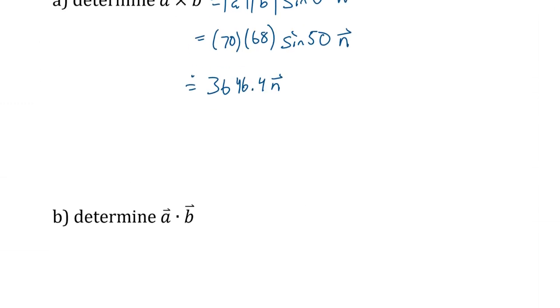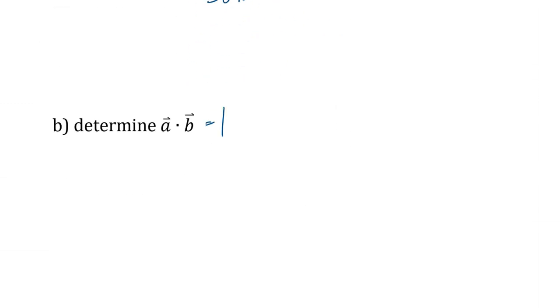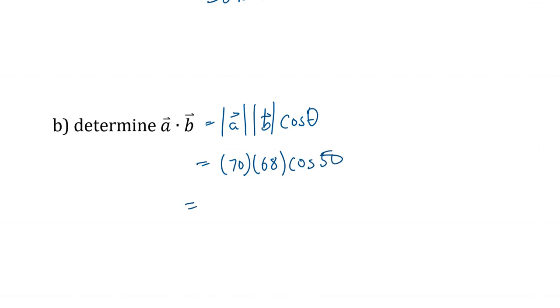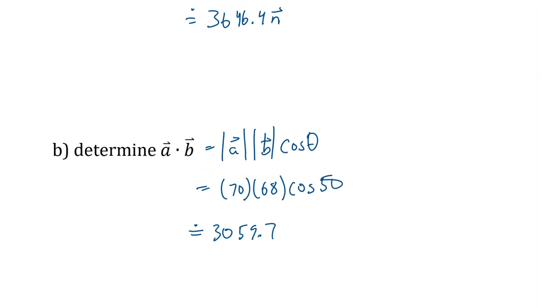Okay, what about A dot B? Don't forget about the dot product. So that's magnitude of A times magnitude of B times cosine of the angle between them, which is 70 times 68 times cos of 50. And that one works out to about 3,059.7. And those two numbers are close, but the reason why they're close is because the angle that we were using was 50, which is close to 45, which is where sine and cos are equal to each other. So at 45, you would get the same value for a cross product and dot product.